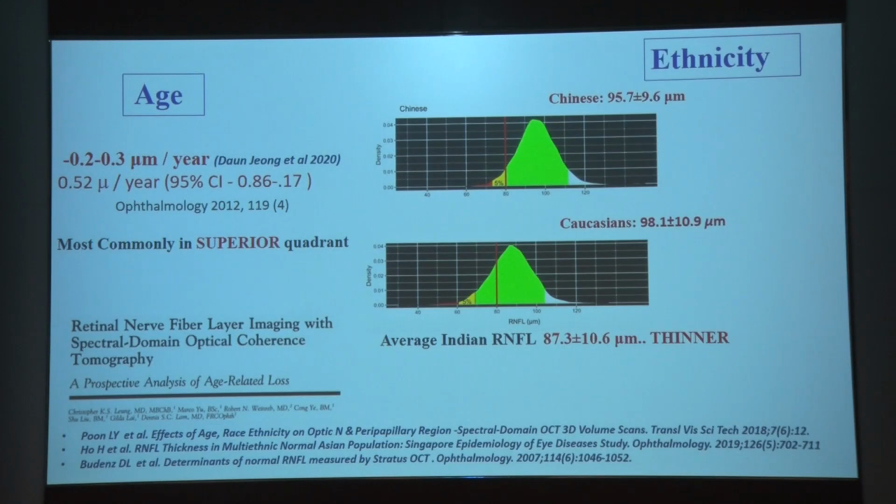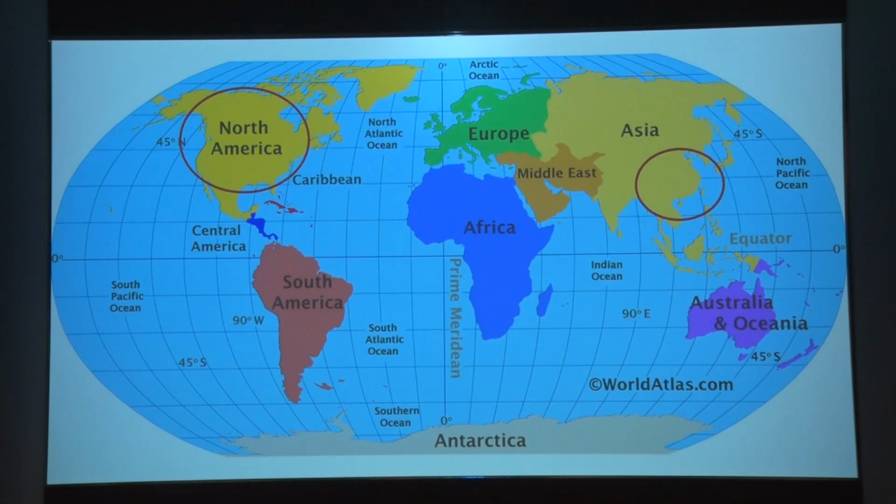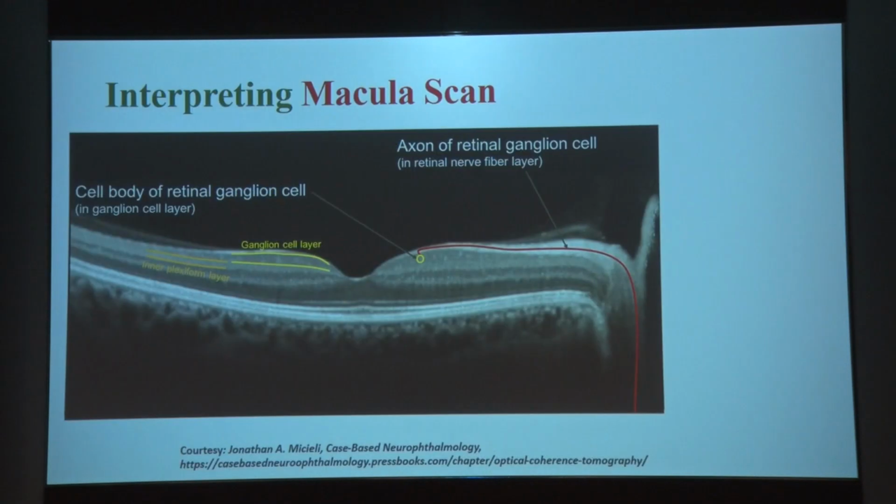The other parameter you should remember is age, and the machine incorporates the age normative database. However, you should know that with age, even normal non-glaucomatous people lose nerve fiber layer, most commonly in the superior quadrant. The other important thing for us sitting in this country is that most of these databases are from Caucasian eyes and sometimes Chinese eyes. None of them are from Indian eyes, and we do know that our eyes are different from the others. The average Indian RNFL is thinner than the Caucasian. So keep that in account before you label anybody as red disease, because it is not geared to our database. Remember this figure, that it's either for Caucasian or for Chinese.